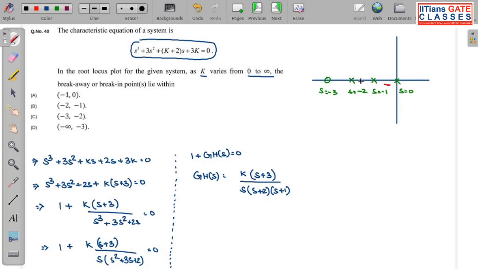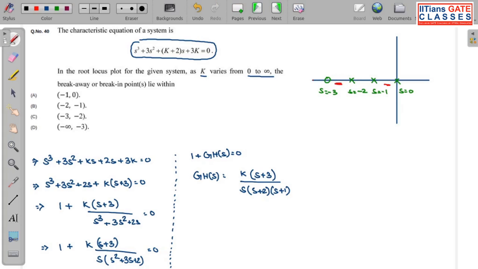Is this part a part of root locus? Here if I take a test point, and check the number of poles and zeros to the right of that point, I can see there are two open loop poles, and here there are no zeros. So the number of poles and zeros is even, so this part will not exist in the root locus. Similarly, this part will also be part of the root locus.